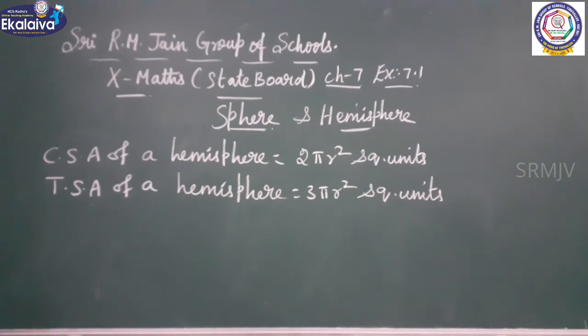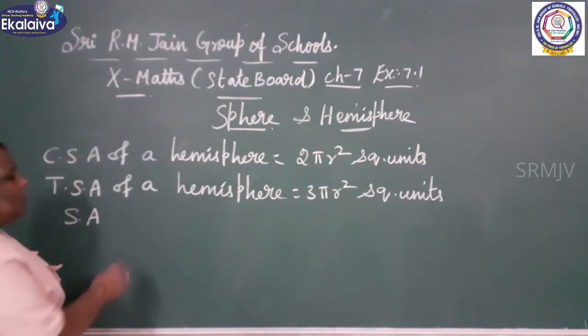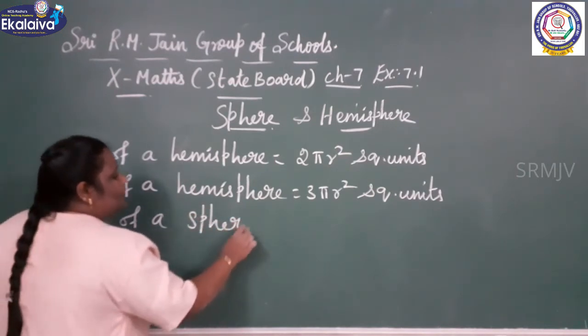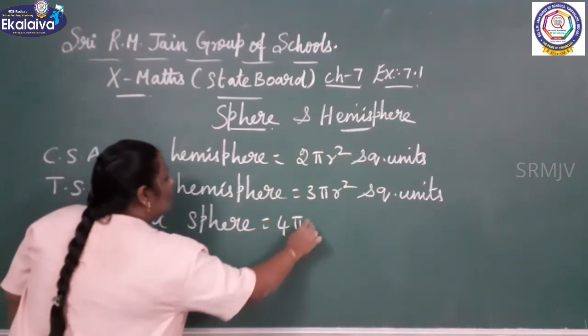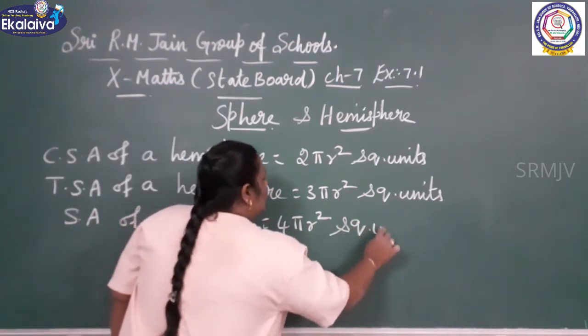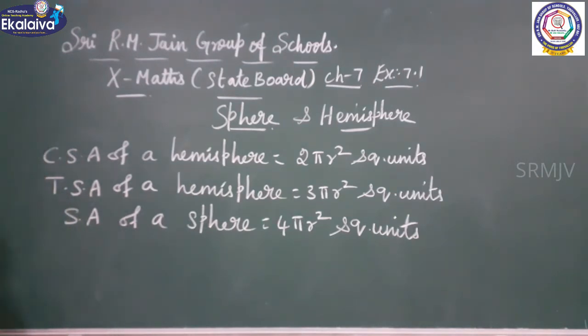Next, the surface area of a sphere. Surface area means nothing but the total surface area. The surface area of a sphere is equal to 4 pi r square square units.